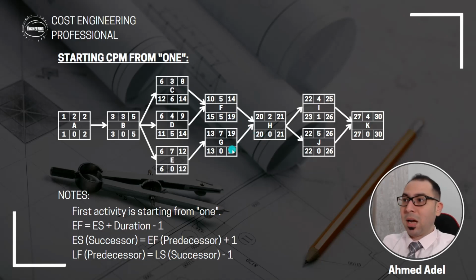Because the late start here is 20, the late finish here can be 19 and 19 maximum. So 19 minus 5, that's 14, plus 1, 15. 19 minus 7, 12, plus 1, 13. Then this is 13, so here I'll have 12. This is 15, then here I'll have 14 and 14. And again, 14 minus 3, 11, plus 1, that's 12. 14 minus 4, 10, plus 1, that's 11.